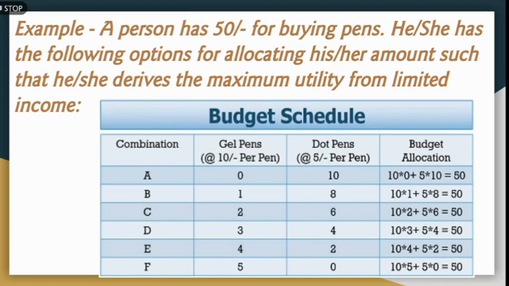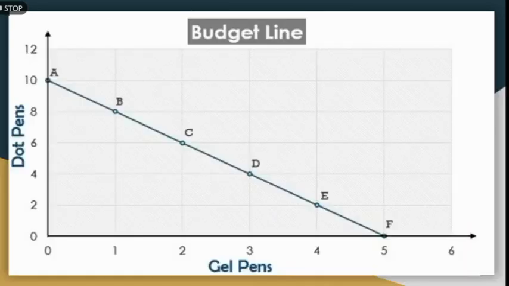For example, if we take combination A, then gel pen is 0, and dot pens he is purchasing 10 at 5 rupees. So 10 fives are 50. All 50 rupees are invested in dot pens only, so he will not be able to purchase a gel pen here. In the same way the table progresses and we can see the different combinations. The tabular presentation of this budget is known as the budget schedule.